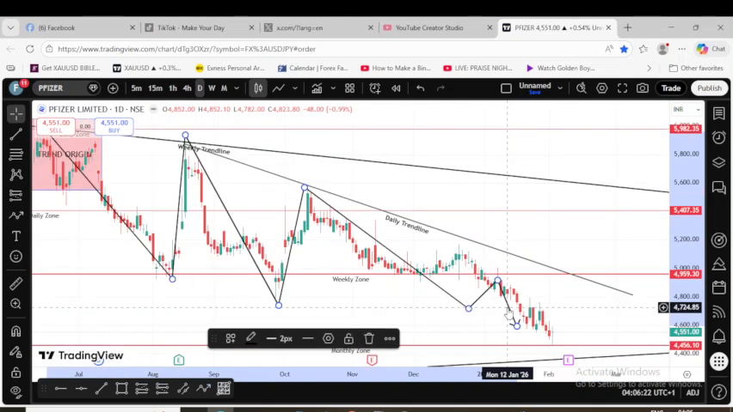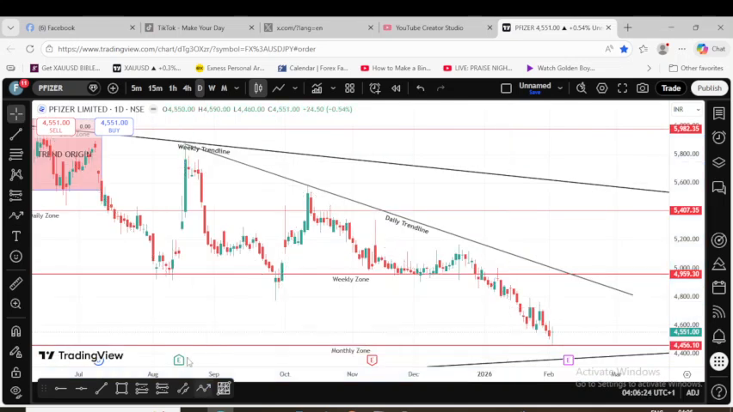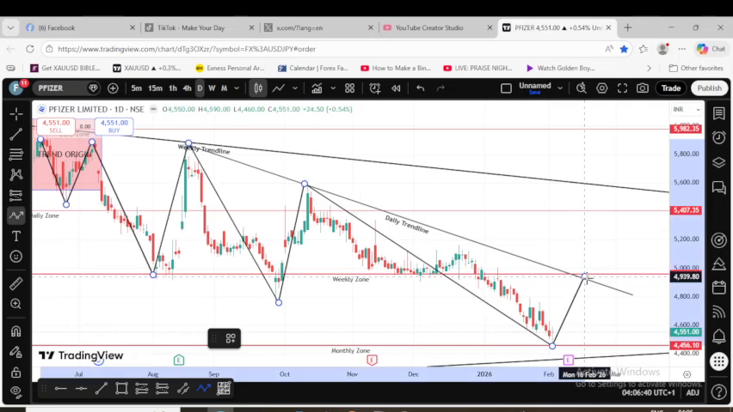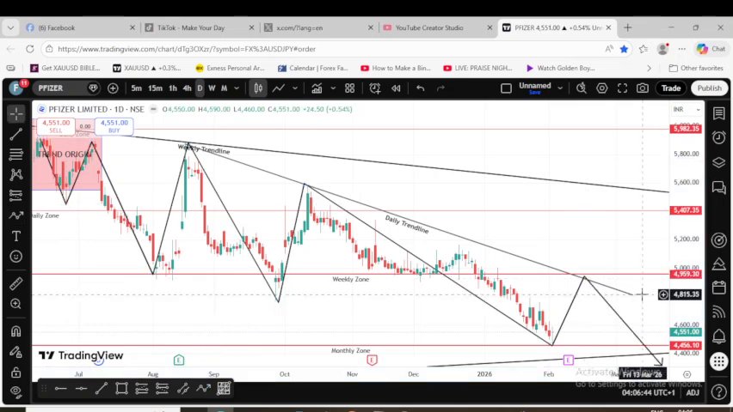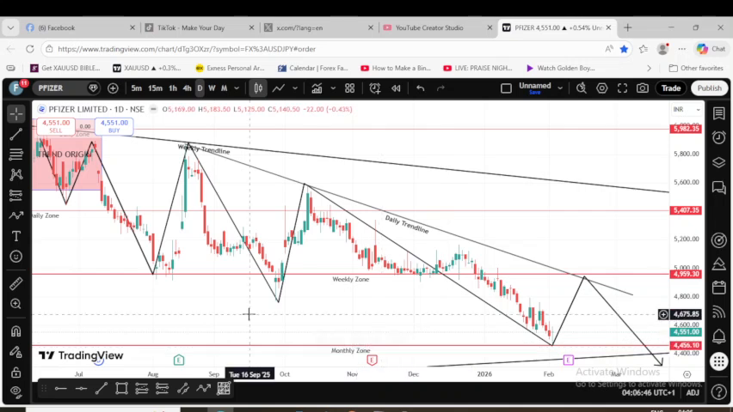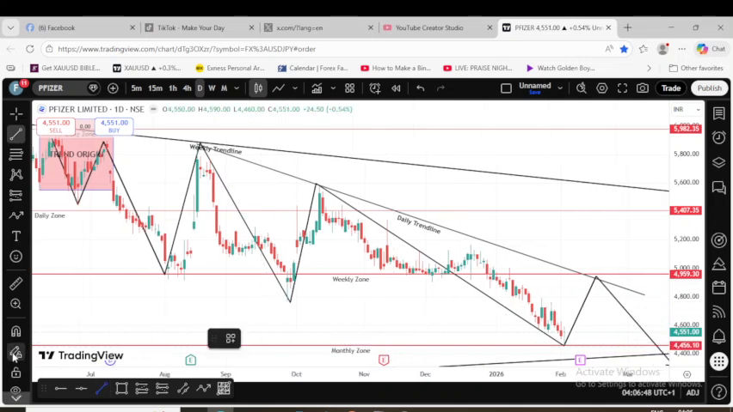Okay, so identifying our market structure, we have an impulsive move here, correctional here, impulsive, a correctional here, an impulsive, correctional here, followed by another impulsive. So now we should be expecting a correctional move soon before being followed up by any impulsive move. So let's identify our market structure. That's our higher highs and our higher lows.